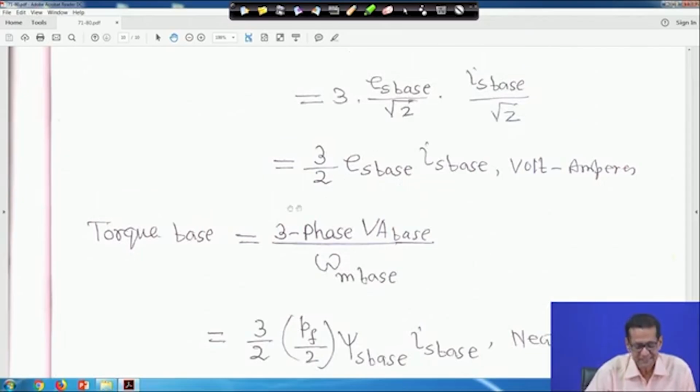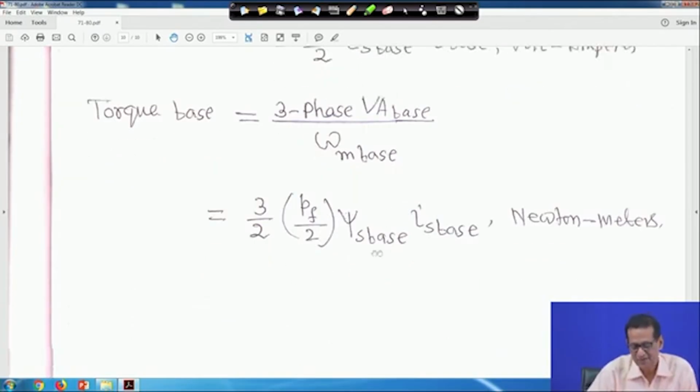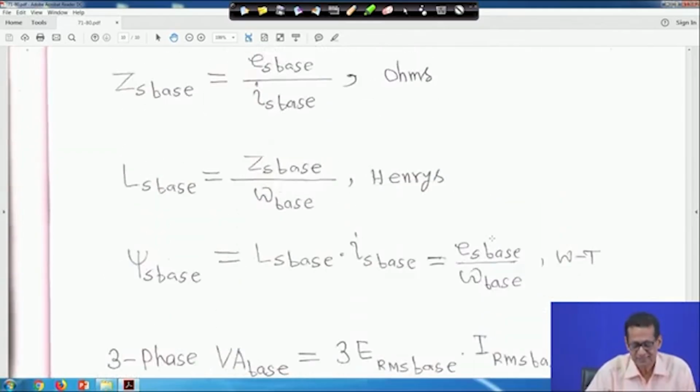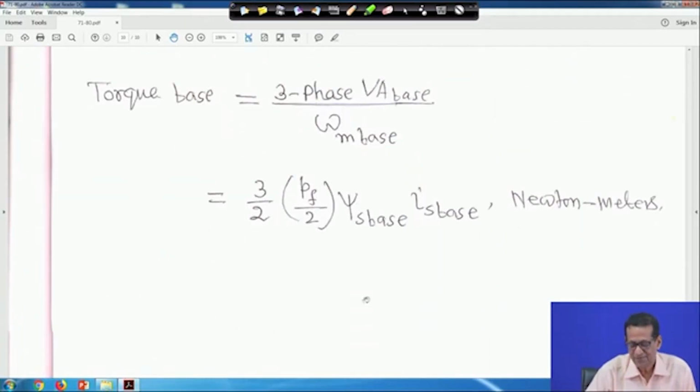In this case the 3-phase volt-ampere base is 3 by 2 Es base Is base. You substitute 3 by 2 Es base Is base here, and this is your omega mechanical base. Just simplify this one, you will get 3 by 2 into Pf by 2 into psi s base into Is base, that is in newton-meters. Here it is already given that psi s base is equal to Ls base into Is base. Just substitute and bring it to psi s base into Is base.